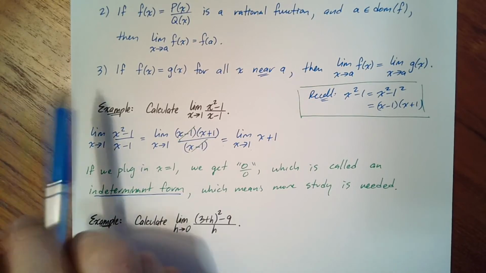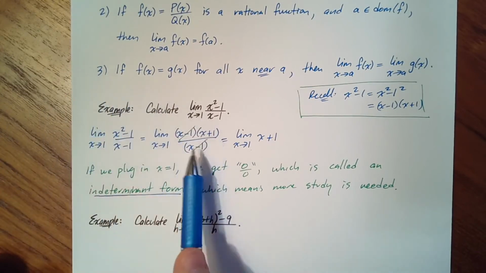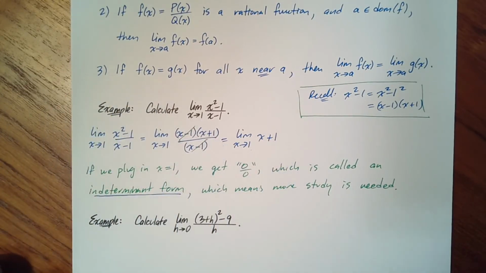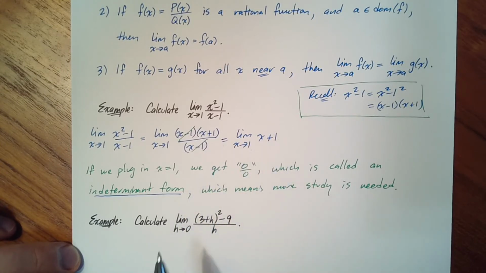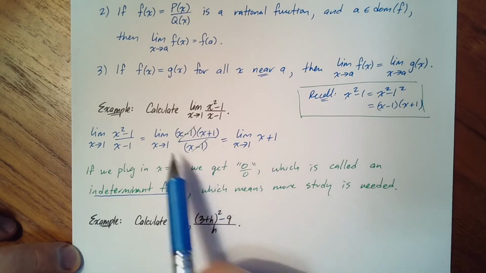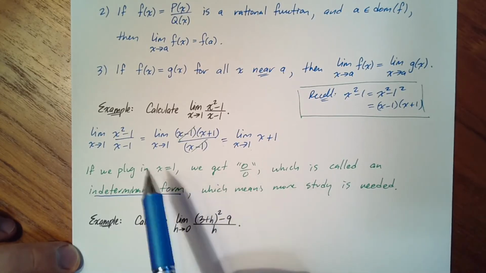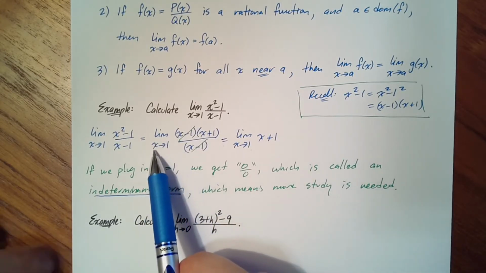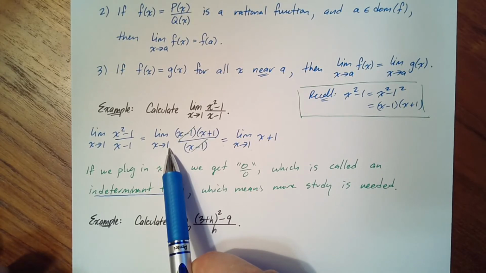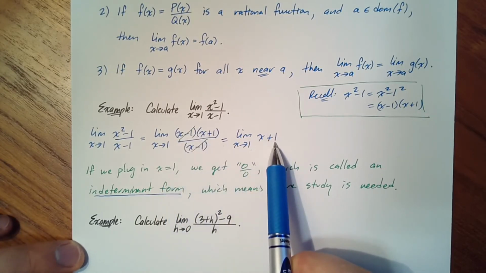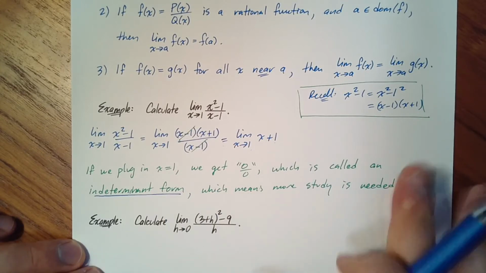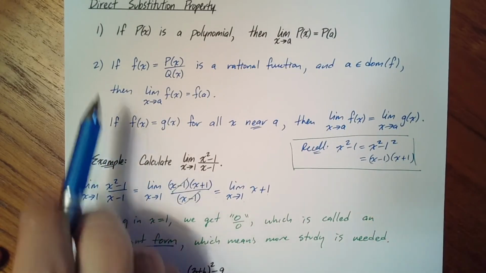Well, that's where property 3 comes in, right? This function and this function aren't actually the same function, but they do agree for all x near the point 1. Because the only point at which they don't agree is actually the point x equals 1 itself. But you've heard me say this lots, remember, the limit does not care what happens when x is actually equal to 1. So we can safely cancel these and instead now work with the function x plus 1. And hey, guess what? x plus 1 is a polynomial. So it has the direct substitution property by the first statement.